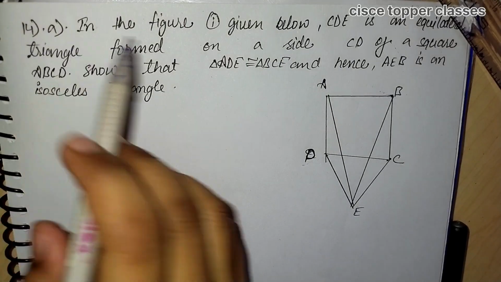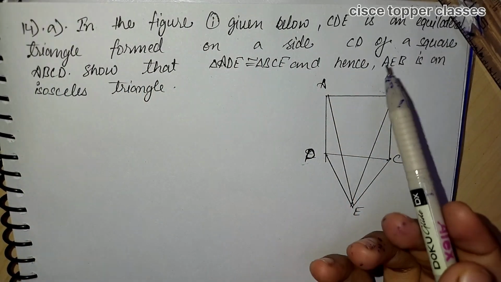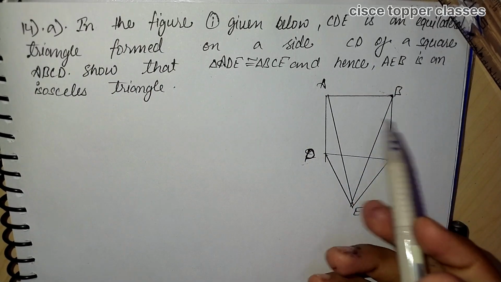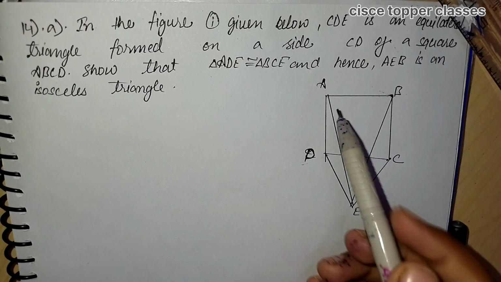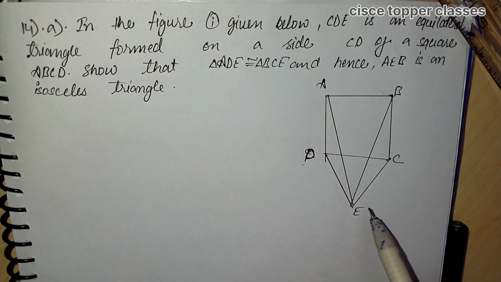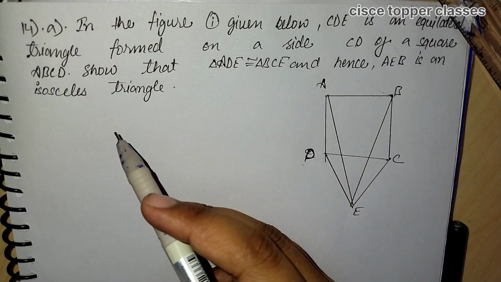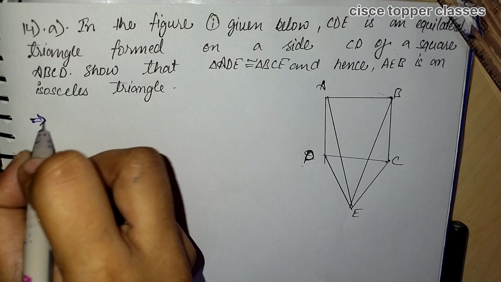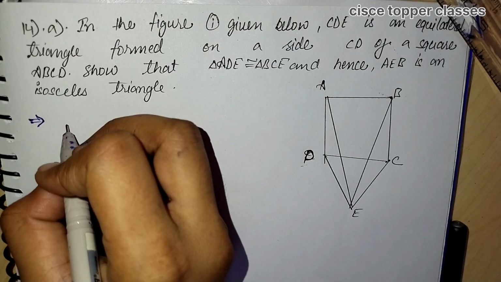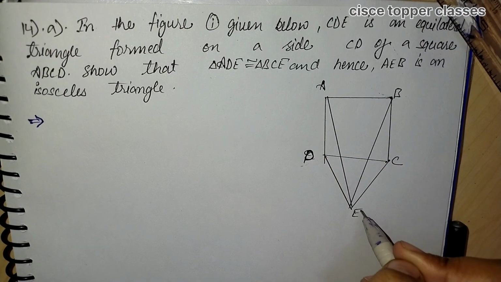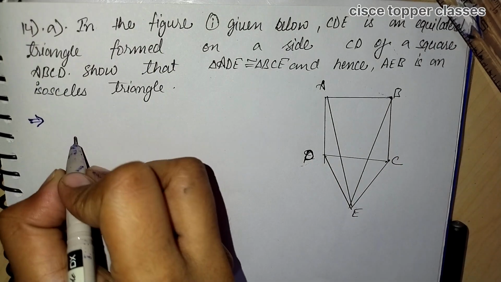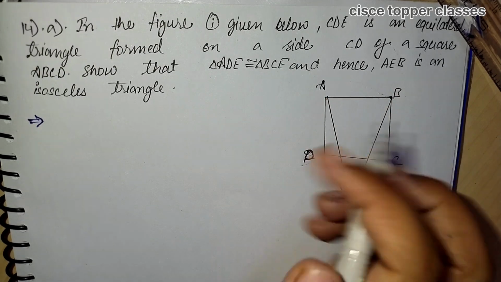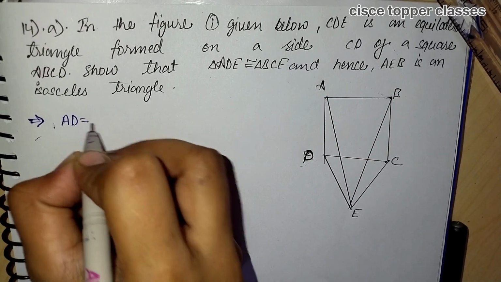Now let us solve 14th first part. In the figure given below, CDE is an equilateral triangle formed on a side CD of a square ABCD. Then show that triangle ADE is congruent to triangle BCE and hence AEB is an isosceles triangle. So for proving this, we have to prove that ADE is congruent to BCE. Because ABCD is a square, AB is equal to BC is equal to CD. From here we can write AD is equal to CB.